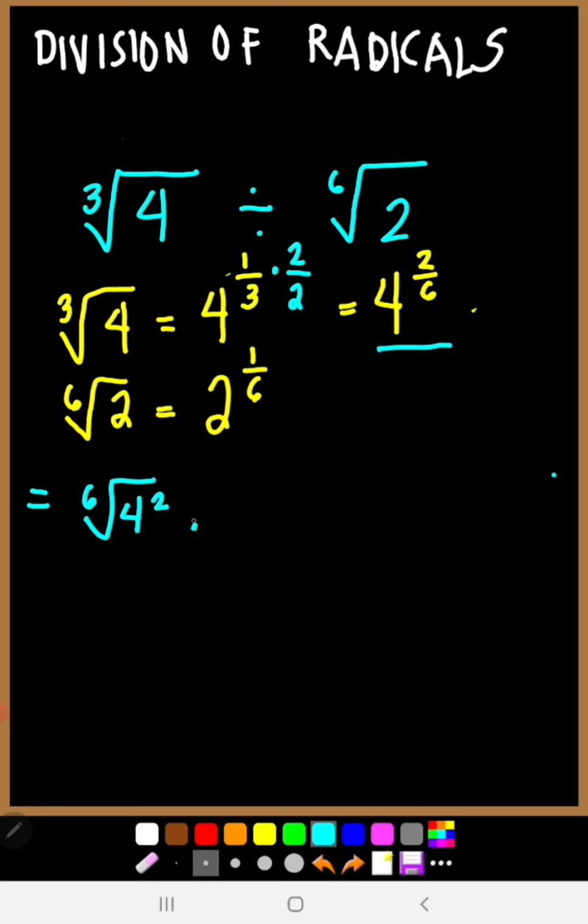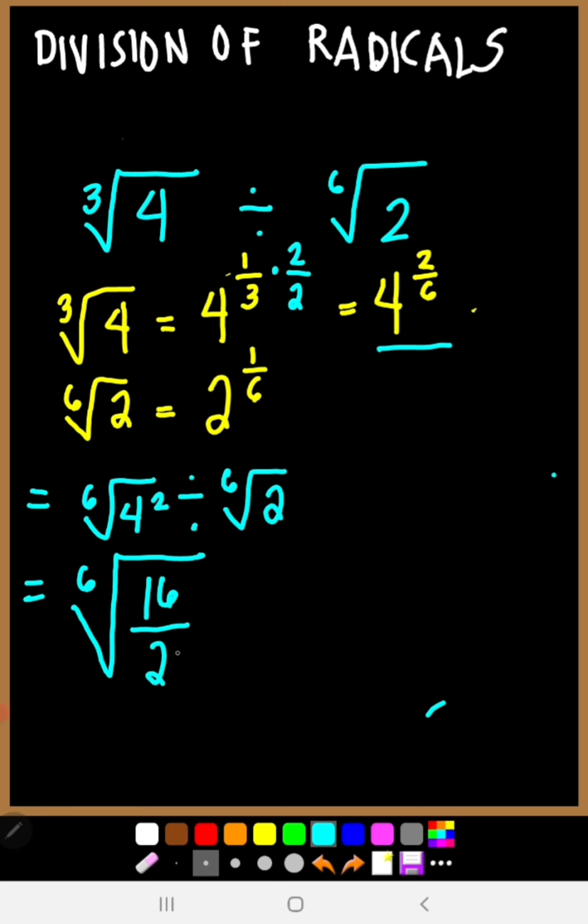And then, hindi natin binago si 2 raised to 1 over 6. That will still be the same, 6th root of 2. Okay? So, parehas na sila ng index. We just divide them. Division pala ito. Divided by. Sorry. Ayan. So, magiging 6th root. Pwede na natin pagsamahin sa isang fraction. Ang 4 squared ay 16. Diba? Over 2. So, 6th root of 16 over 2, this will become 8.